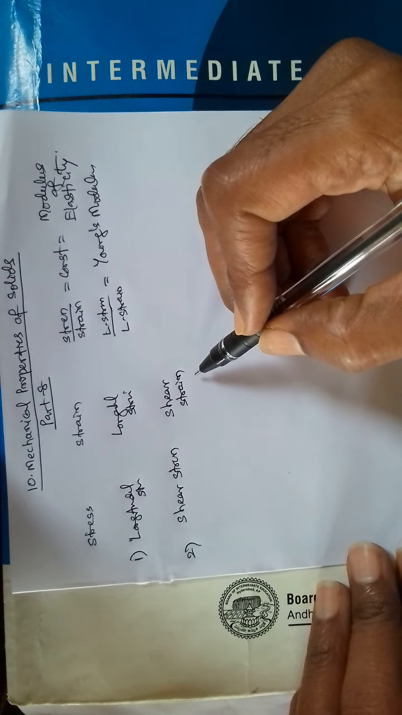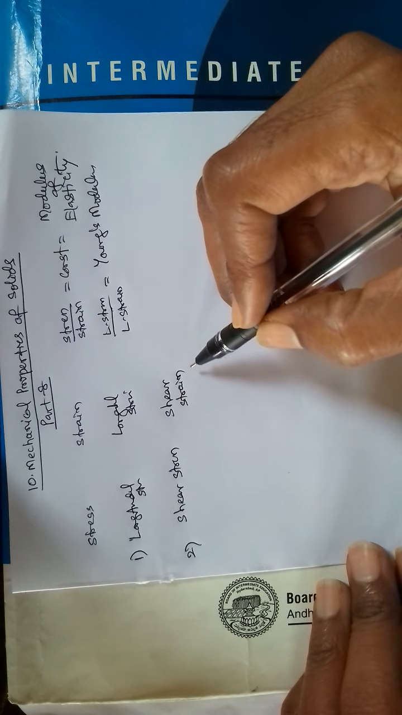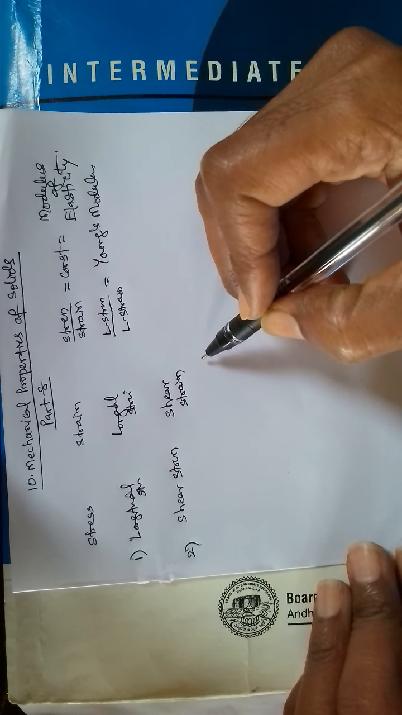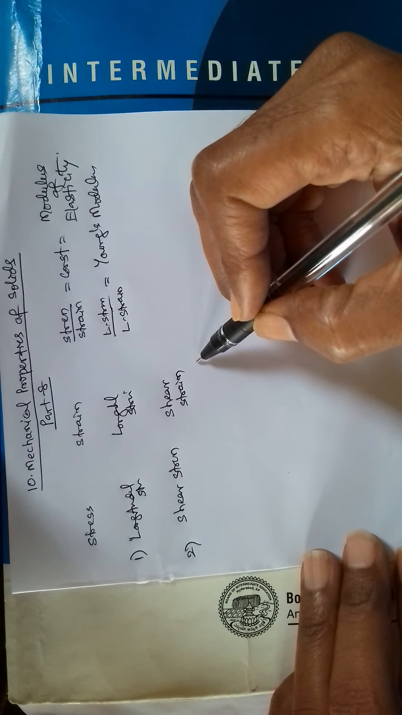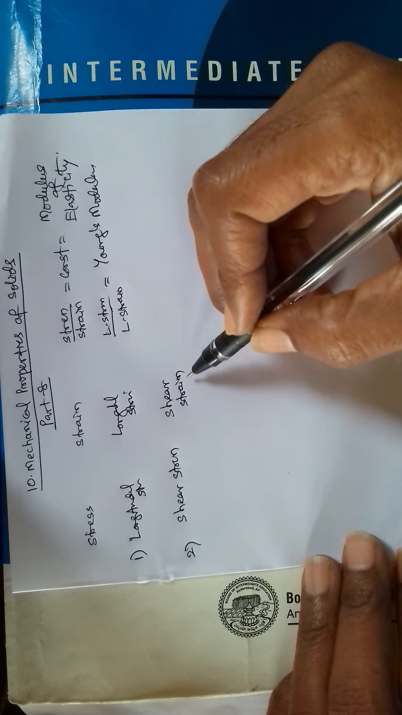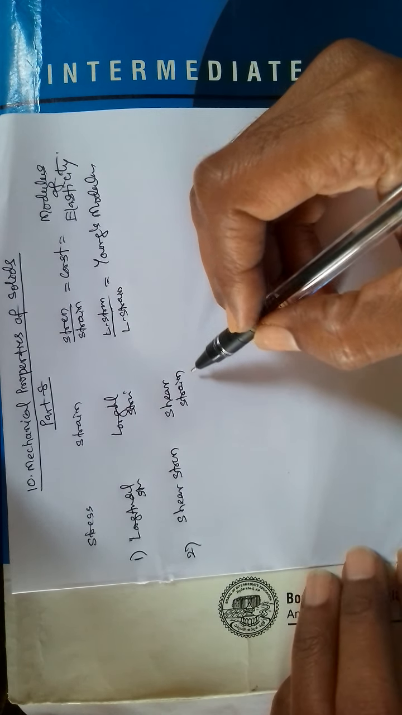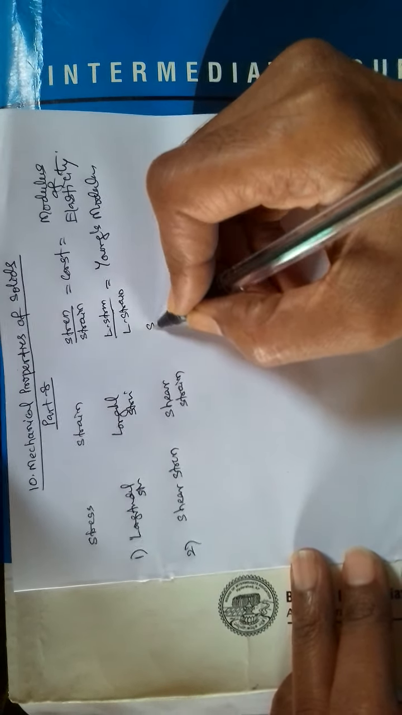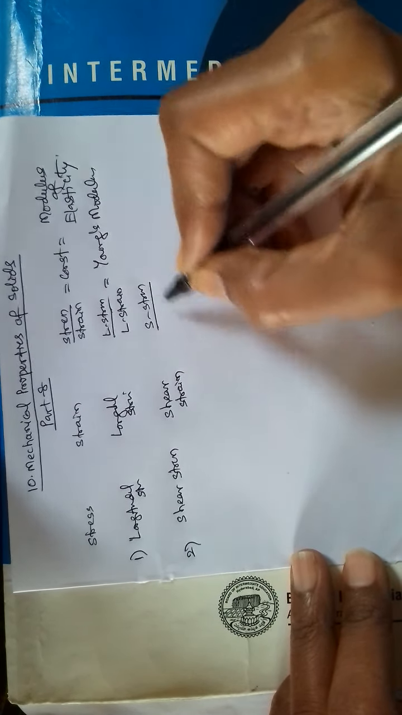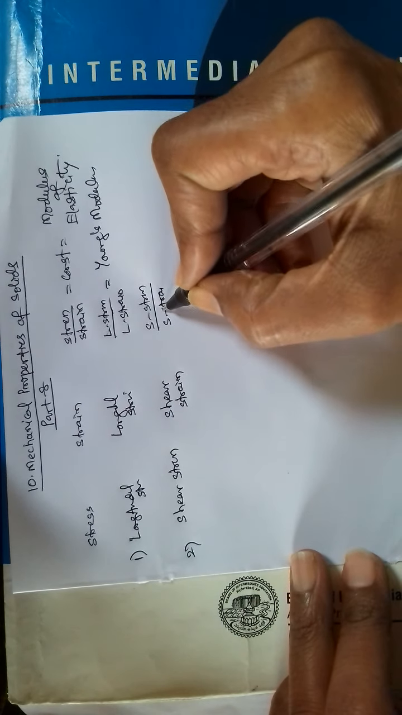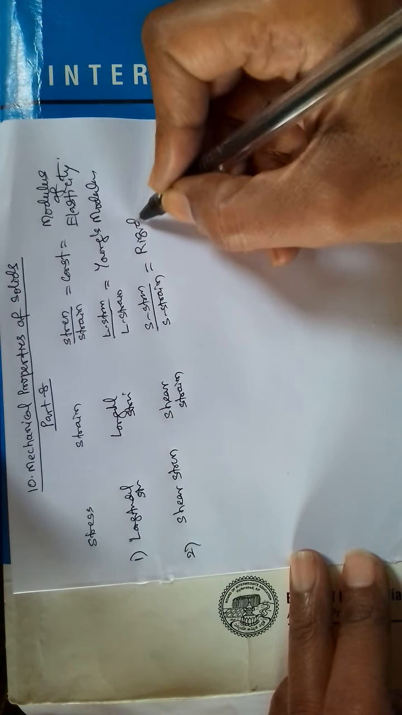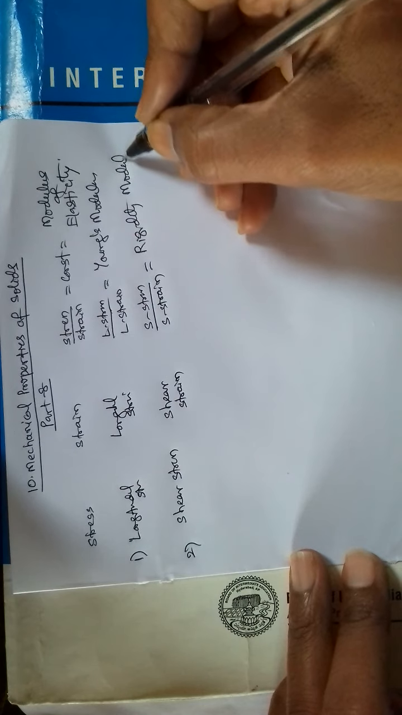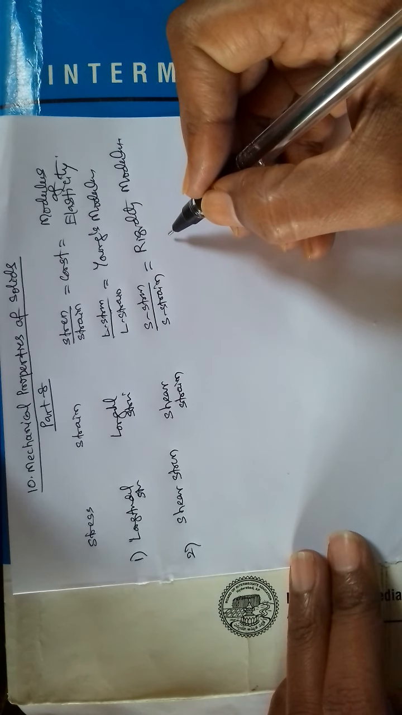Then in case of shear strain, relative to one face, the opposite face is displaced, and we take the displacement divided by the distance between the two faces. So in that way we have defined the shear strain. Now the ratio between shear stress and shear strain, that is called rigidity modulus.